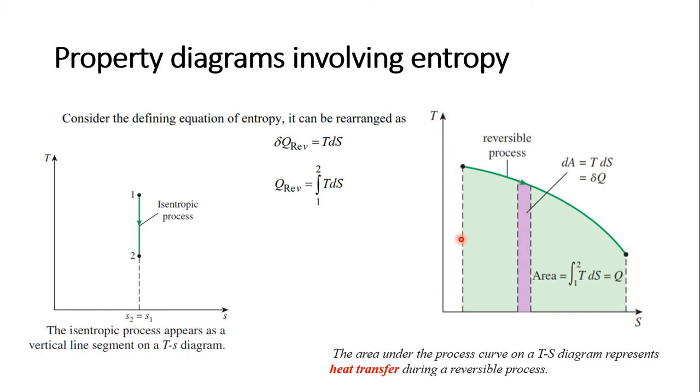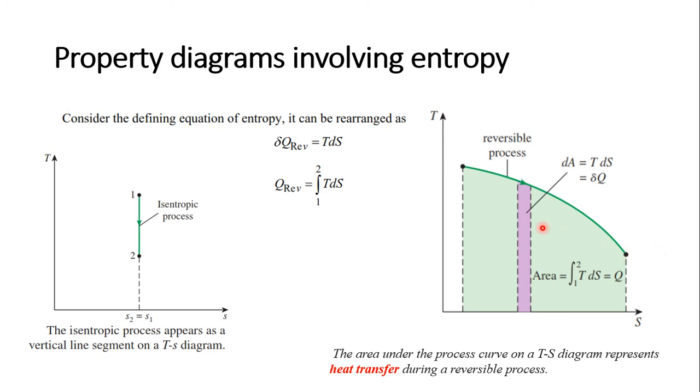So the area under the PV diagram, if you recall, was work done. Similarly, the area under the TS diagram is heat transfer. We had discussed this previously. Now we will prove that over here. On this TS diagram, I have shown an equilibrium state 1, and it is following a reversible process on the TS diagram, and we get an equilibrium state 2.